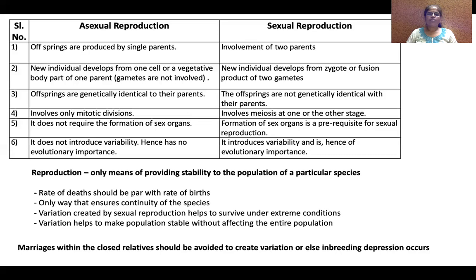And another thing I just want to give, especially in South India, we get married to our relatives. Science says we should not get married within the relatives. Because within the relatives, the DNA is similar and the creation of variation will be very less. So those kids produced from such internal marriages will become susceptible, they will become depressed.